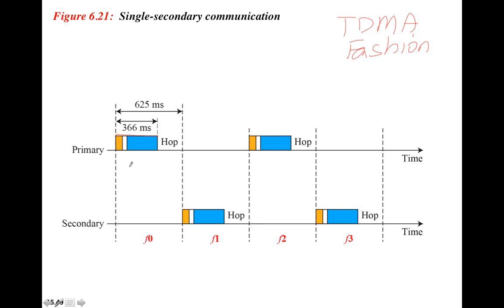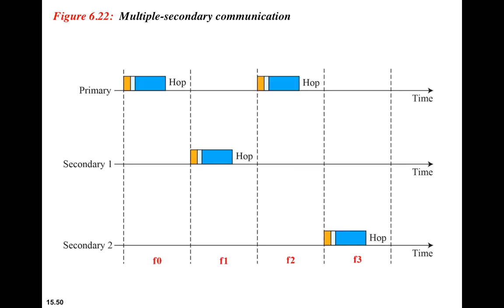The primary device will transmit in even numbered slots, okay, even numbered slots in time. And then in the next slot, the secondary will respond back. So in the even slot, the primary will again send information and then the secondary will respond. And then you have multiple secondary communication.